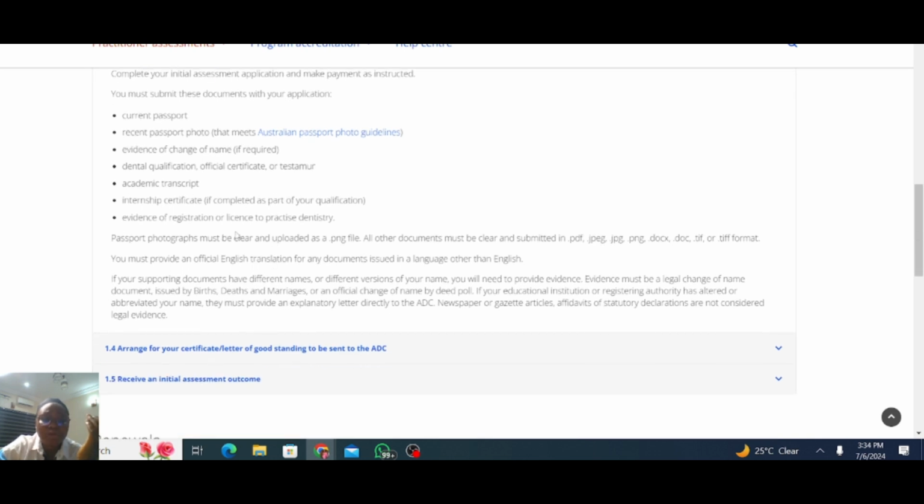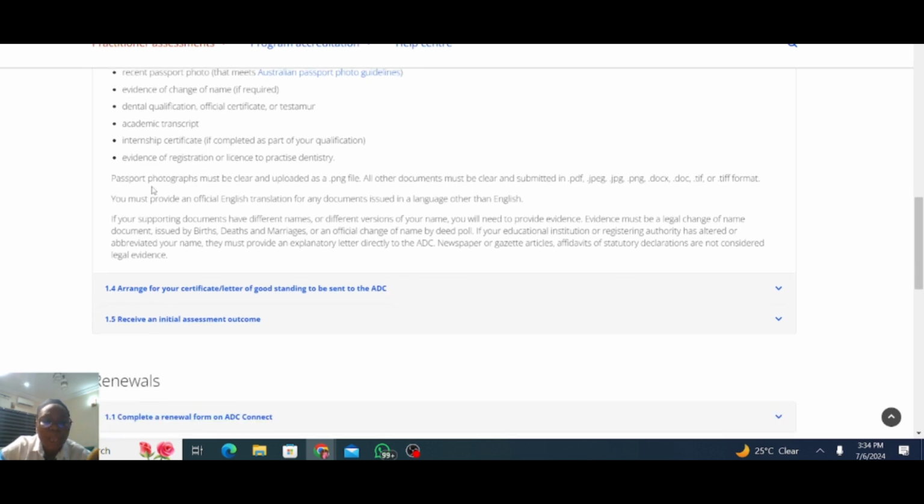If you did your internship, you must provide your internship certificate, evidence of registration or license to practice. So these things are very, very easy to get. If you're a Nigerian qualified dental therapist or dentist or dental nurse, these things are very easy for you. Do you understand? So you don't even need to get certificate of good standing from the board or whatever. Just this thing, one, two, three, four, five, six. These things are very, very easy to get if you want to submit for initial assessment.